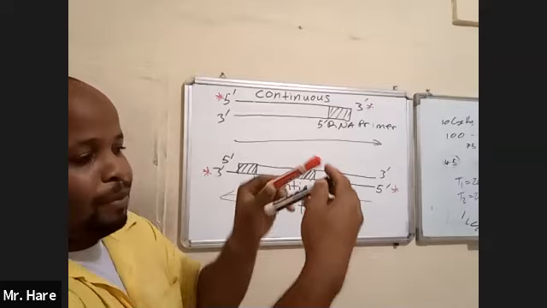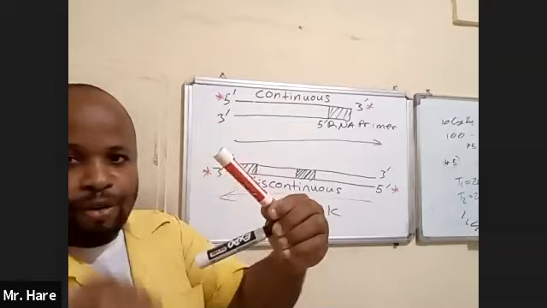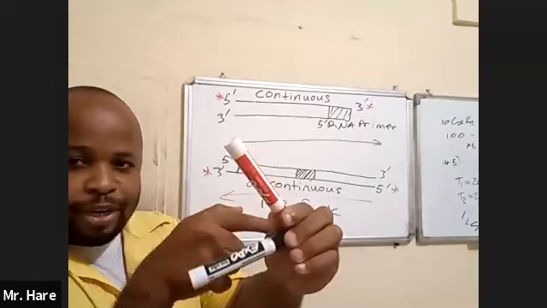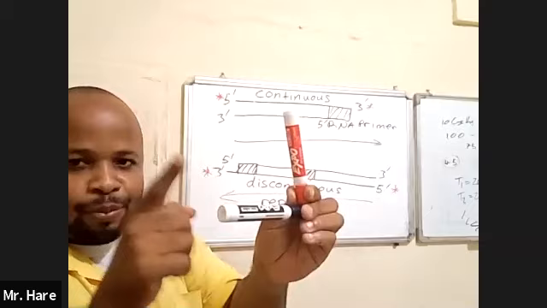Let's flip it now. Let's say it opens in this direction, and this is still 5' to 3'. The new DNA is going to be made in that direction. So if this is 5' to 3', the 5' end of the new DNA will align with the 3' end. And this would be your leading strand.